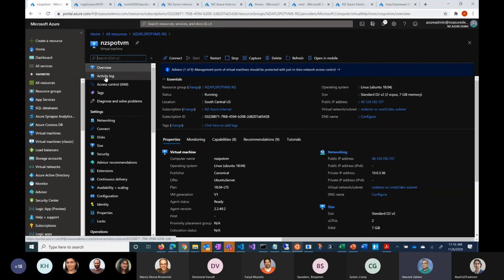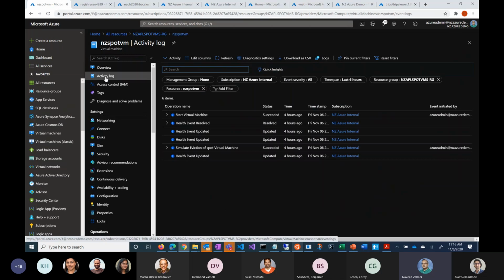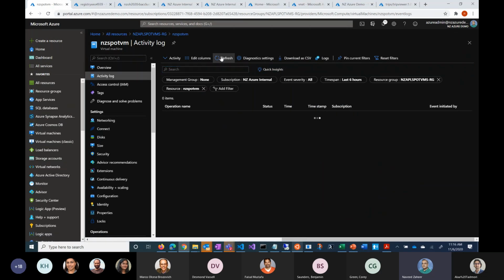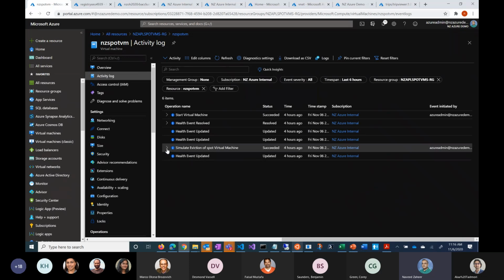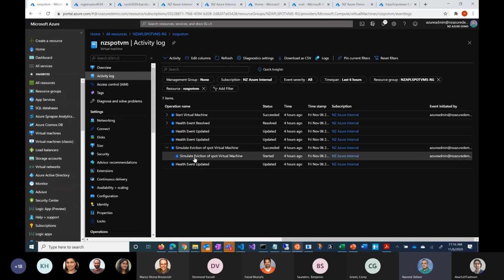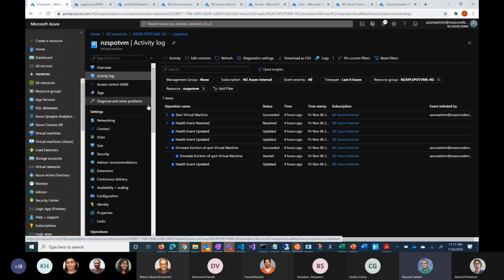You can go to the activity logs, and it will show you what is happening. As you may have seen, I tried this a few minutes earlier. Once you simulate eviction, you will see in the logs what it does. In this one, I have set up the policy of deallocate, so it will not delete the VM, it will just deallocate it. It will put it in the stopped state.